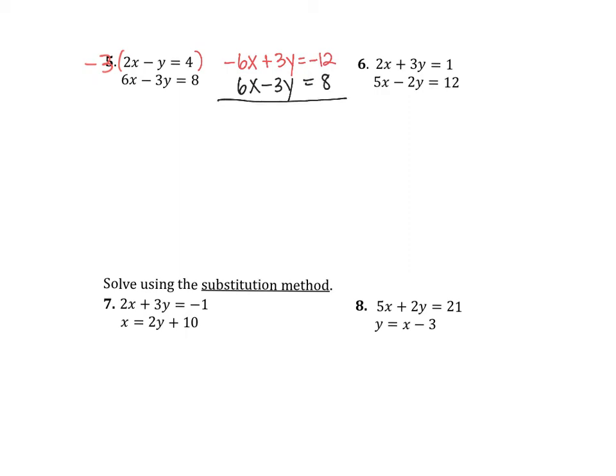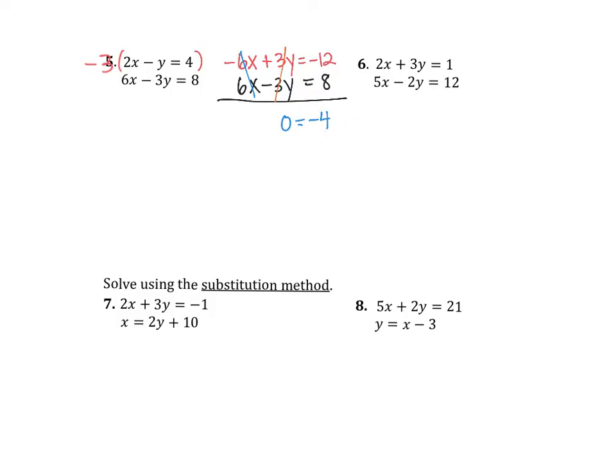Okay, now if I did it right, the y should cancel, which they do. Okay, but the x's also cancel, so I'm left with nothing on the left side. Negative 12 plus 8 is negative 4.